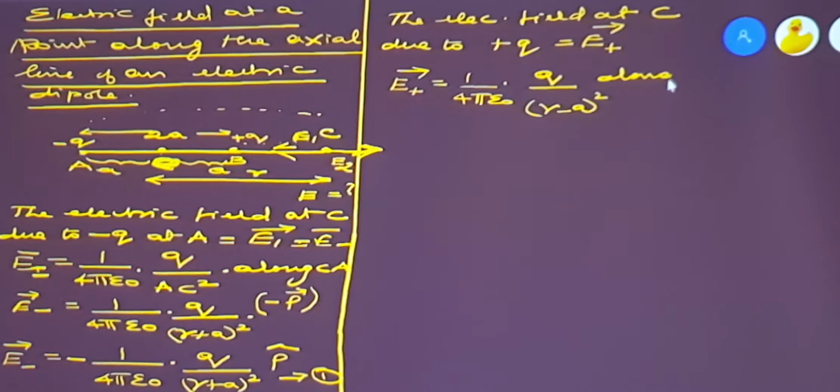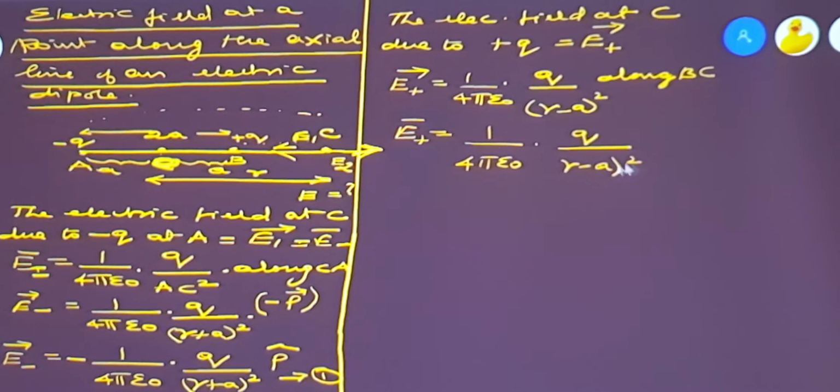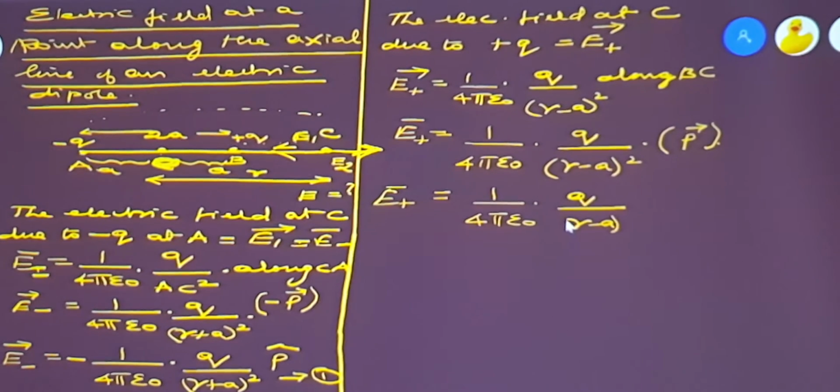Along what direction? See, it is acting, positive charge means the electric field will act away. So it is acting along BC, that is, negative charge to positive charge. How can I simplify this? E plus vector is equal to, again, 1 by 4 pi epsilon 0 into Q divided by R minus A, the whole square, multiplied with P vector, because it is acting along minus Q to plus Q. So I can say again E plus vector is equal to 1 divided by 4 pi epsilon 0 into Q divided by R minus A, the whole square, either P vector or I can write it as P cap. Take this as equation number 2.